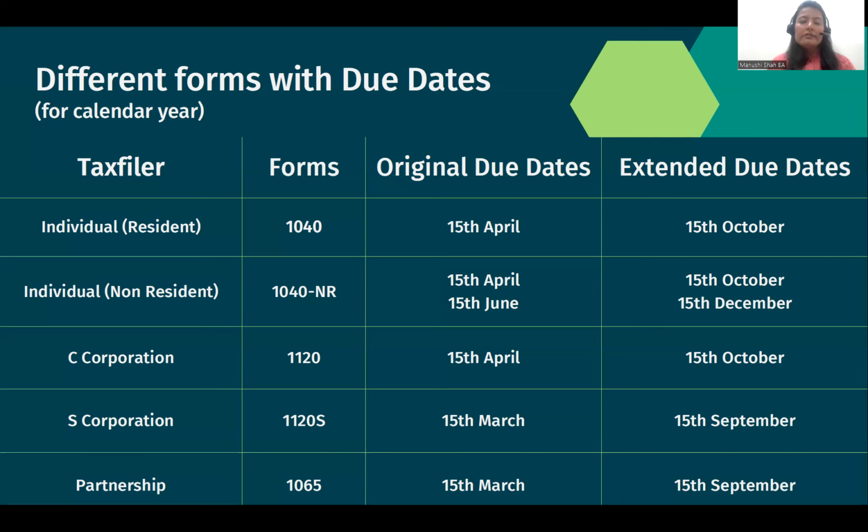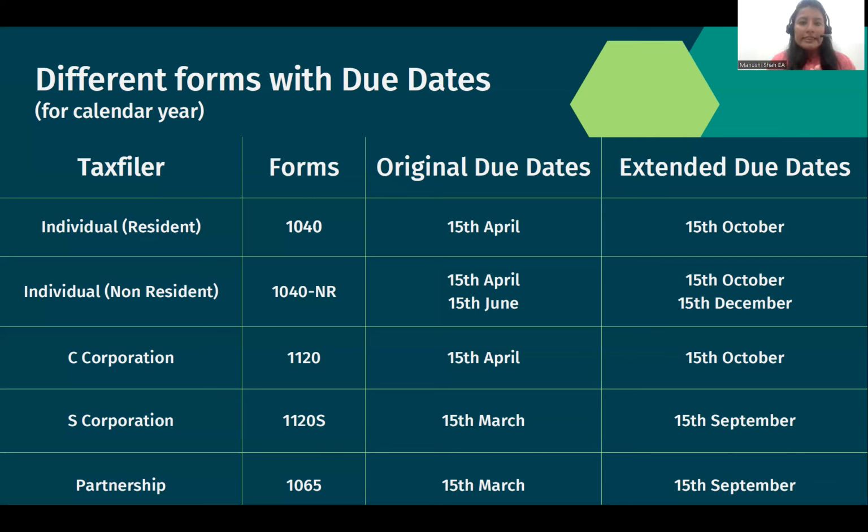In the case of a non-resident individual, Form 1040-NR needs to be filed and the due date will be 15th April or 15th June. There are two circumstances. If the non-resident individual's wage income is subject to withholding, then the due date will be 15th April, which is original, and 15th October, which is the extended due date. But if wages are not subject to tax withholding, then the due date will be 15th June for those taxpayers and 15th December for the extended due date.